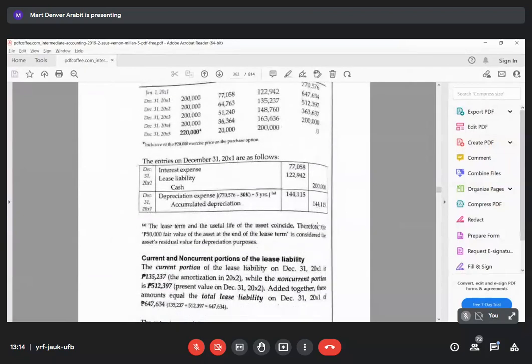Upon exercising of the purchase option, which is ito, yung additional payment niya on top dun sa 200,000 na babayaran dapat niya at the end of the lease term, then this effectively transfers the ownership of the asset from the lessor to lessee since it is already purchased, di ba? Okay, so let's continue.